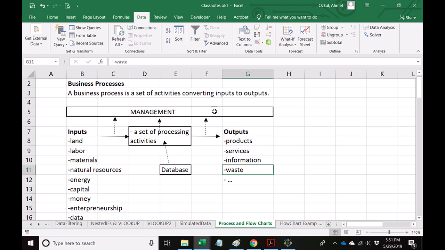So this is where information systems and information technology work, providing valuable information to the management. So management decides what to do. Another box here, as you can see, is something called a database. Sometimes, for the proper working of the process, you need additional data. For example, barcoded items, barcodes.